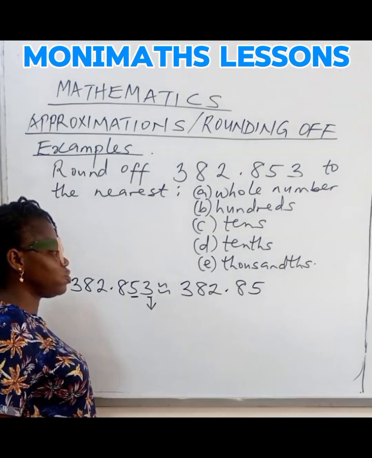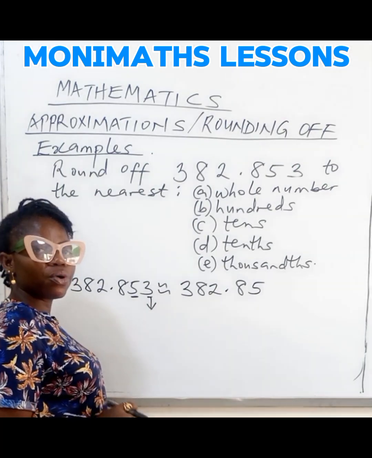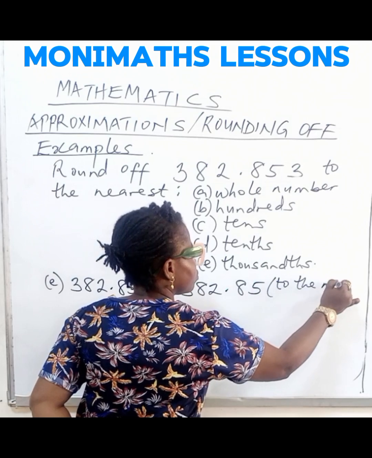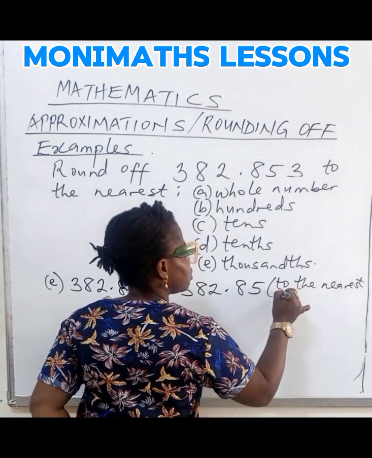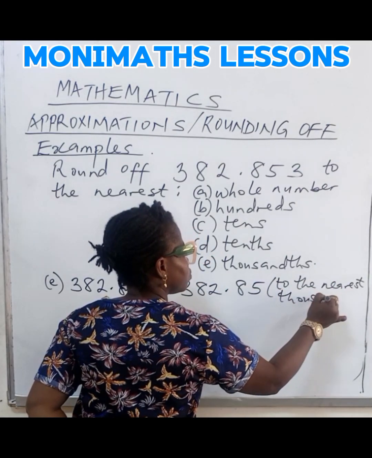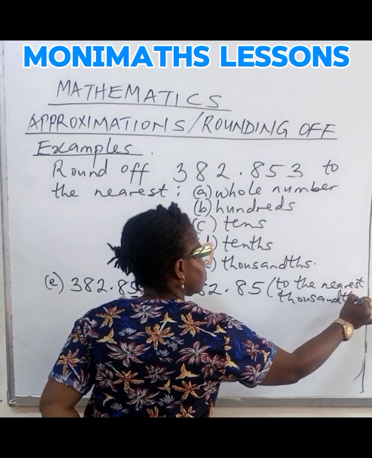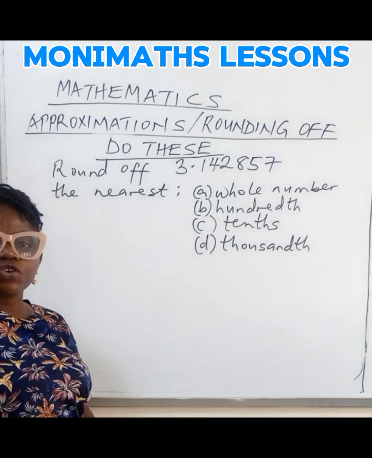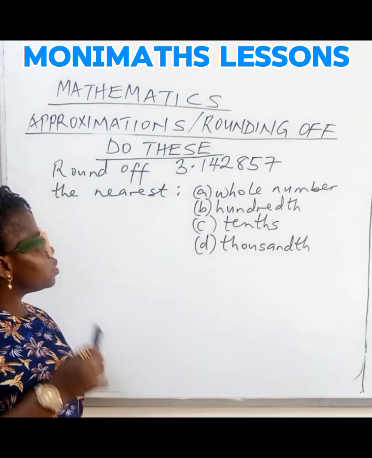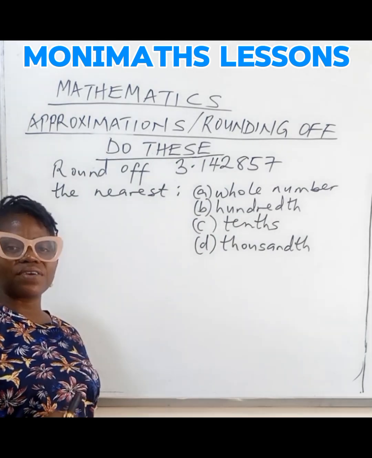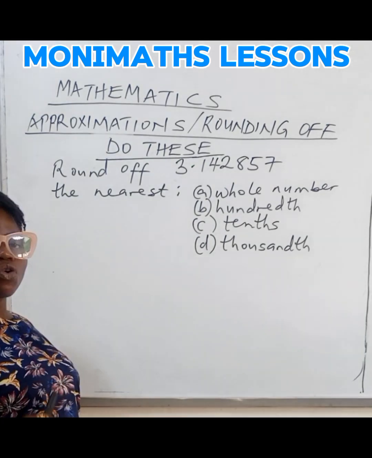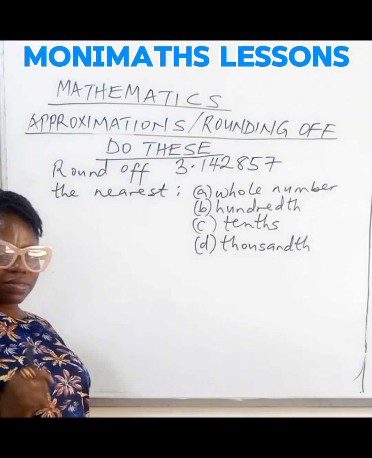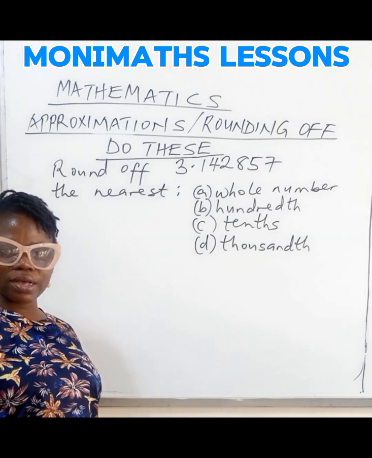So it won't have any effect on this answer. So our answer is just 382.85 to the nearest thousandth. I hope you understand this. For your practice, round off 3.142857 to the nearest whole number, the nearest tenth, hundredth, and thousandth, and let me have your answer in the comment section.